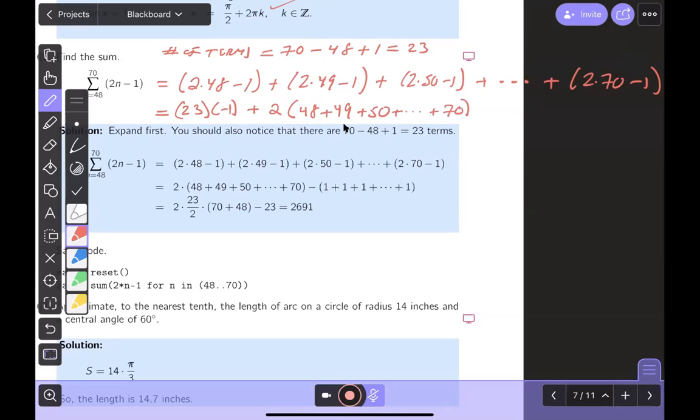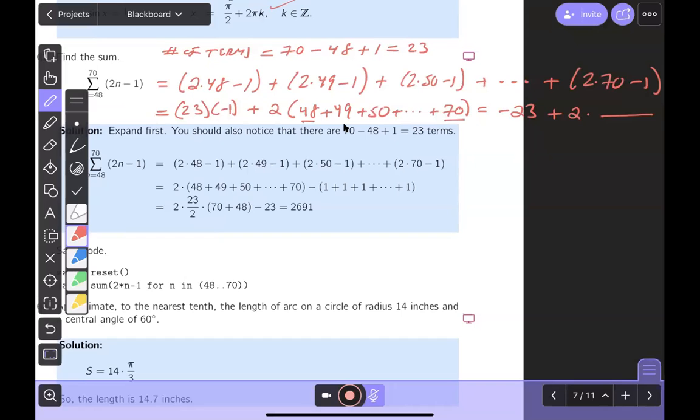Again, we're just thinking through the problem. I know it's difficult, but that's all we're doing. The first part is pretty easy for me: just minus 23. The second part is a little more complicated. I want to point out, it's an arithmetic series where the first term is 48 and the last term is 70.